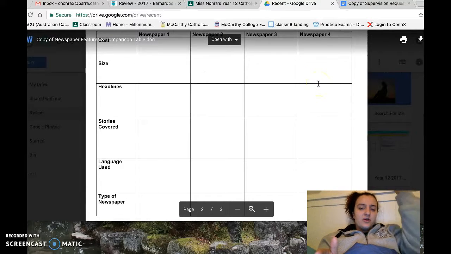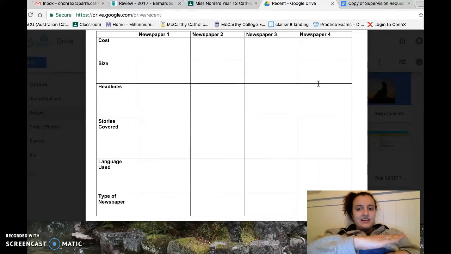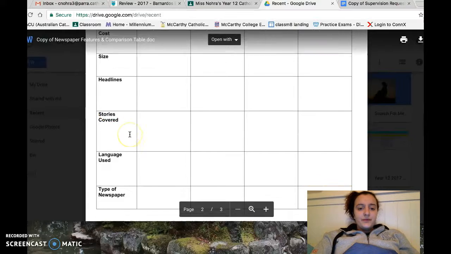So how big is it horizontally? Sorry, horizontally. How big is it? Landscape. No, landscape's that way. You can tell I'm not a maths teacher. Portrait. So portrait, horizontal. Measure that for me.